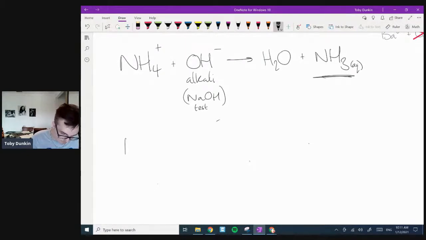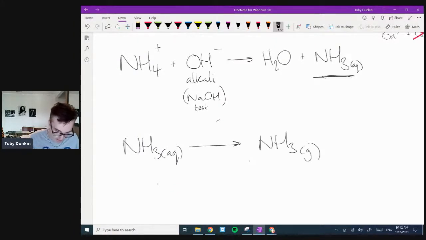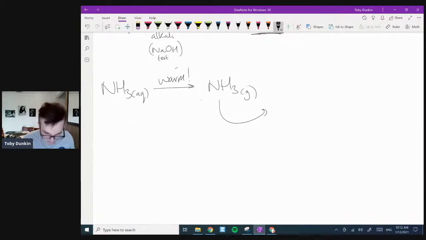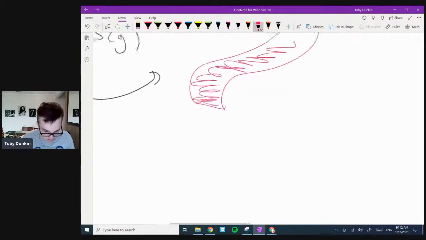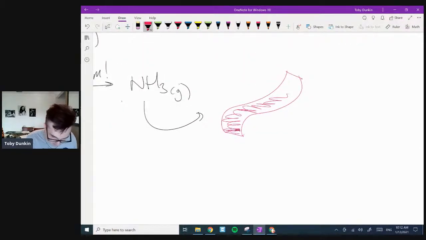So just to now tell you, what we now do is warm it, and the aqueous ammonia will become ammonia gas. And that is done through warming. And then you test for ammonia gas with damp red litmus. You have to make it damp, because the gas dissolves into the water. You make this damp so it becomes a darker color, and then you show it the gas, and what will happen is it will turn blue.